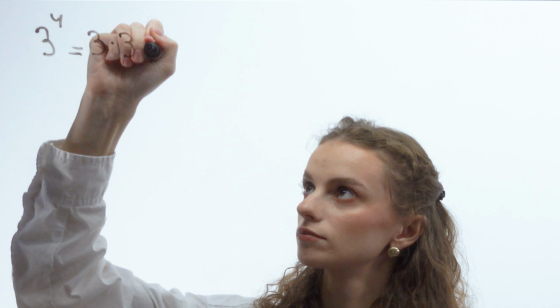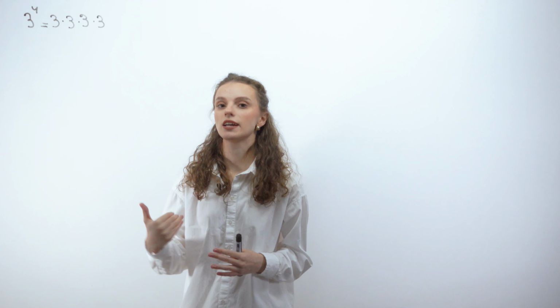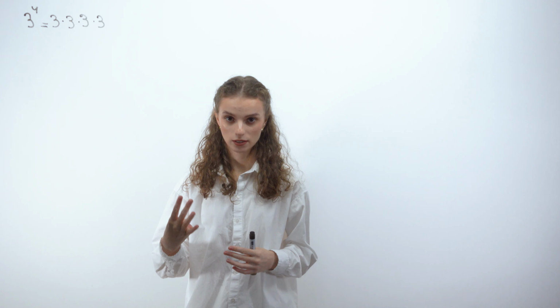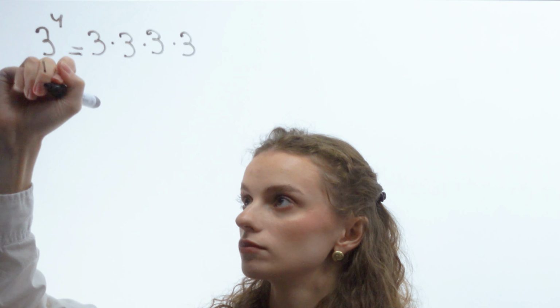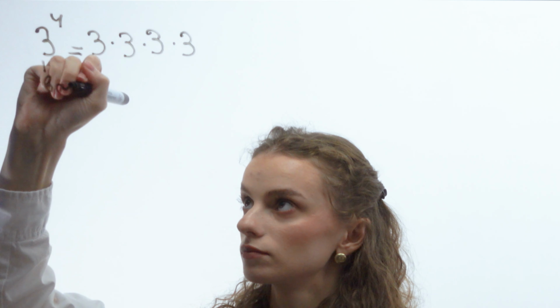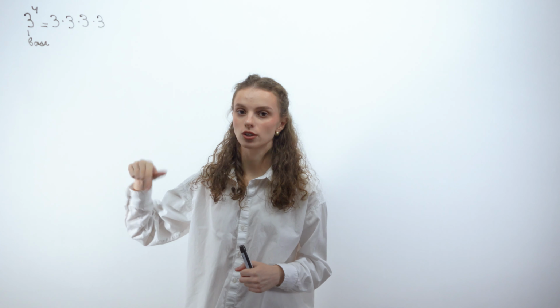In this example, I have 3 to the power of 4. If you were to write it as multiplication, it will be 3 times 3 times 3 times 3. So 3 times itself 4 times. This number 3 that gets multiplied by itself is called the base. And the number that tells you how many times you're going to multiply 3 by itself is called the power.